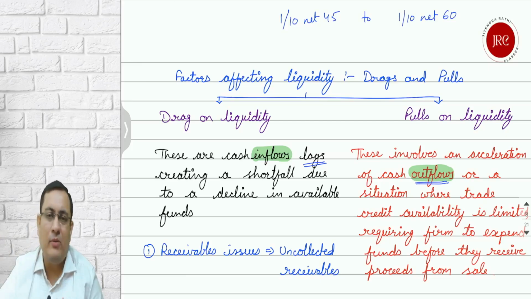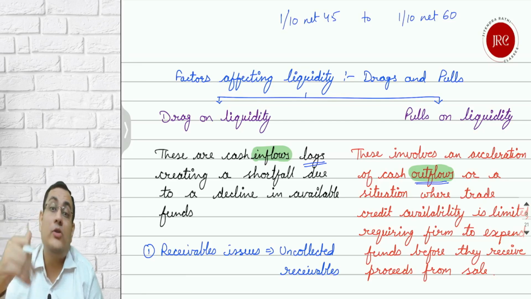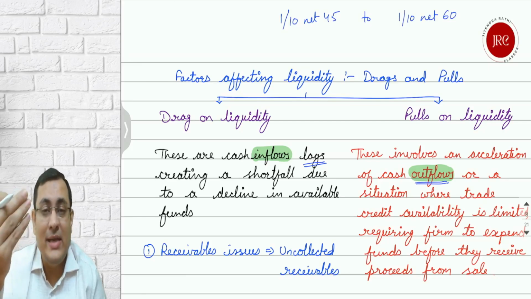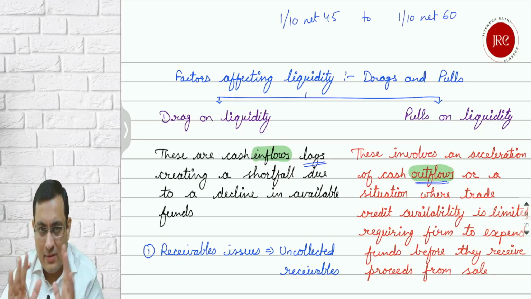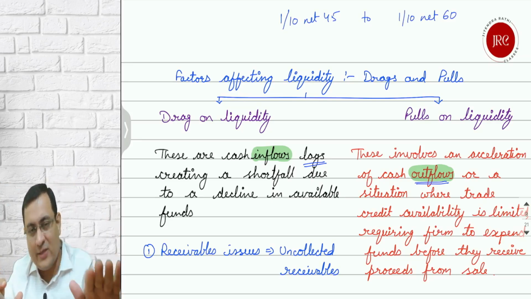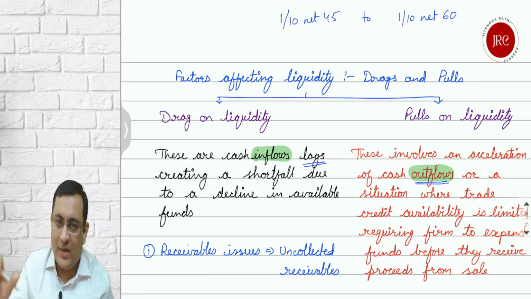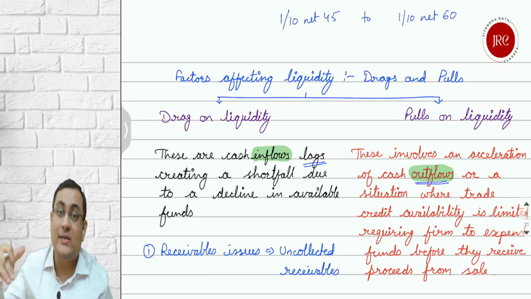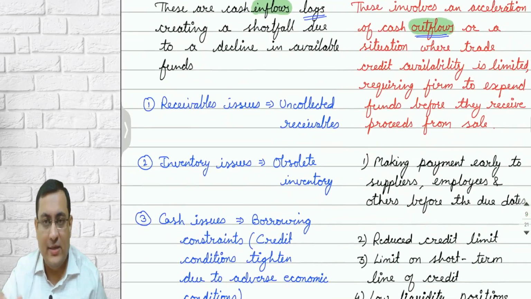Different types of transactions they may give you, and they may ask you which transaction will be categorized as pull, drag, or which will have an increase effect on liquidity. So one very crystal clear difference: inflow related reduction in liquidity are drags, outflow related reduction in liquidity, that is acceleration of payment, are pulls on liquidity. So let's understand these transactions.